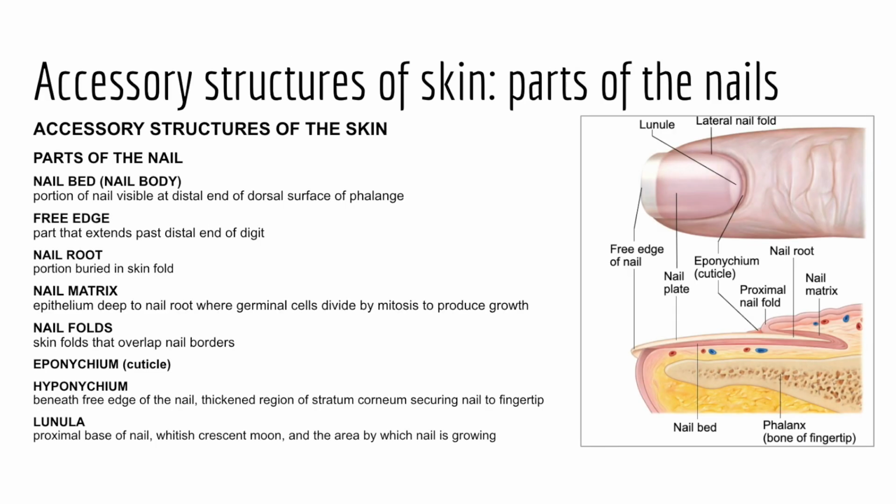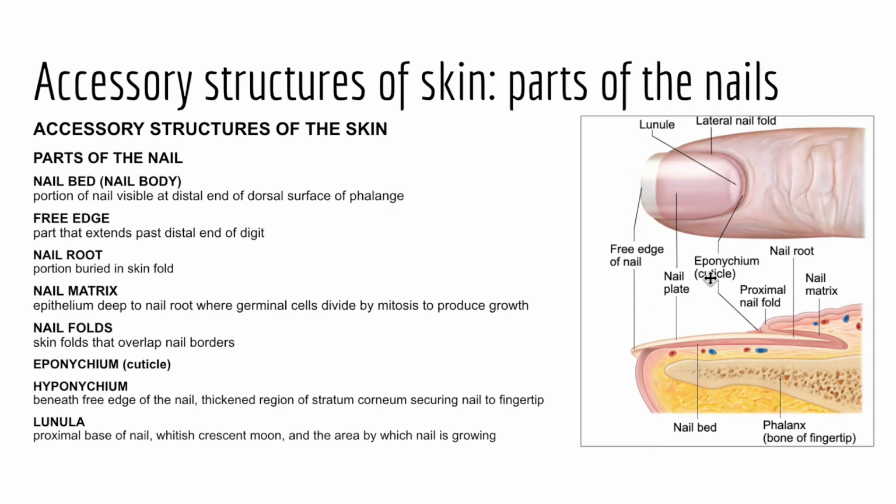Let's go ahead and look at the various parts of the nail. First, we have what's called a nail bed. So if we look at this image here, we see our nail bed here. The portion of the nail visible at the distal end of the dorsal surface of the phalange. It's sometimes called a nail body.